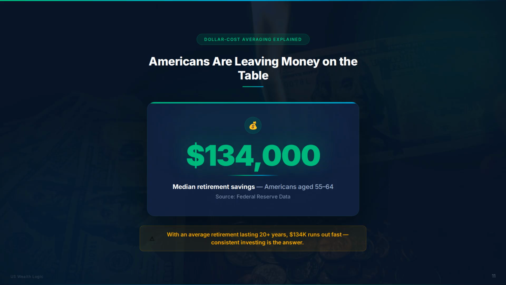And it's largely because millions of Americans either started too late, stopped investing during market downturns, or never started at all. Dollar cost averaging, applied consistently over decades, is one of the most practical tools available to close that gap.